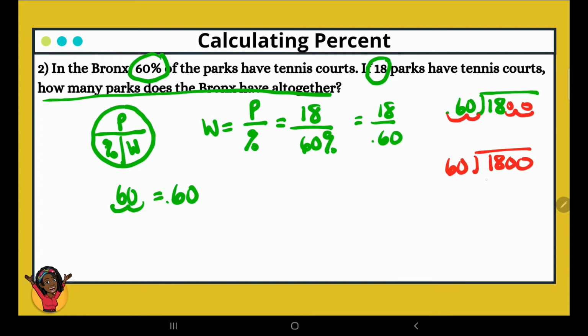60 cannot go into 1, it cannot go into 18, but it can go into 180 3 times. 3 times 60 is 180. With no remainder, I bring down my 0. 60 into 0 is 0. 60 times 0 is just 0, no remainder. So here I have that the whole is 30. So there are 30 parks in the Bronx.